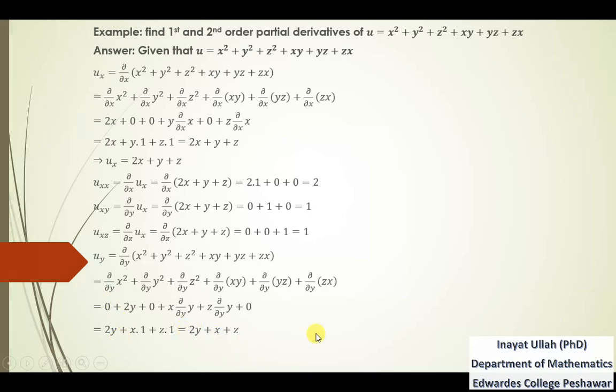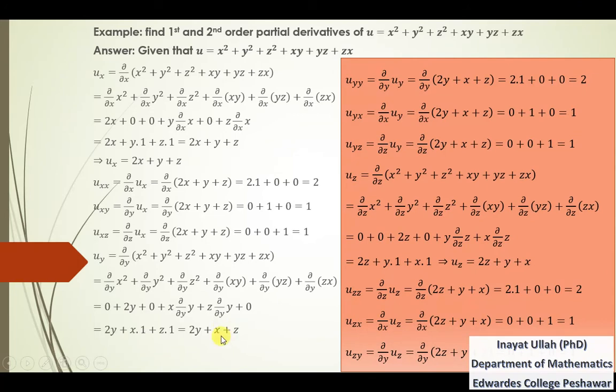So that is the first order partial derivative of u with respect to y, 2y plus x plus z. Now the second derivative of uy with respect to y is del by del y of uy. Del by del y of this, uy, 2y plus x plus z. Now the derivative of this function with respect to y is 2 into 1 plus 0 plus 0, so that is 2. Similarly, the partial derivative of uy with respect to x, uy is this whole function 2y plus x plus z. So with respect to x it is 0 plus 1 plus 0, so that is 1.